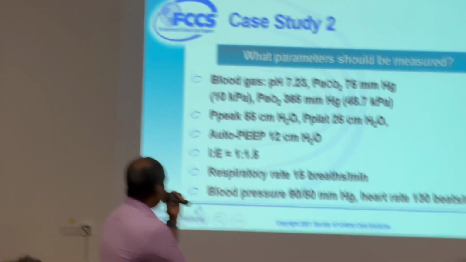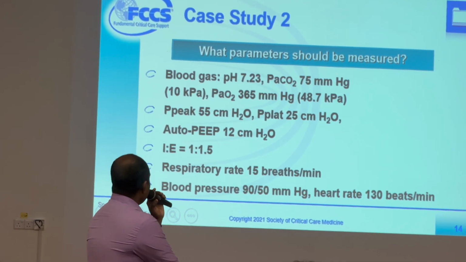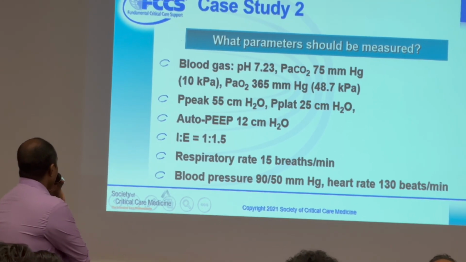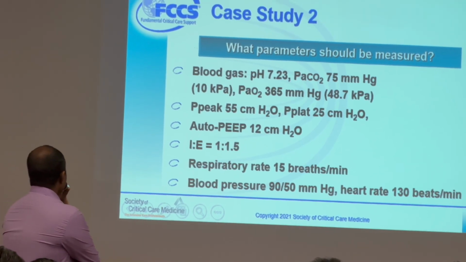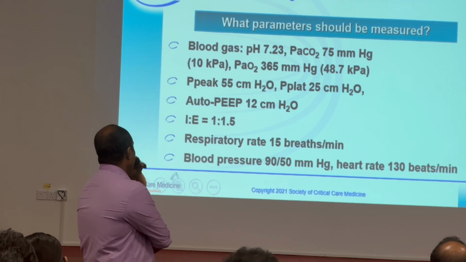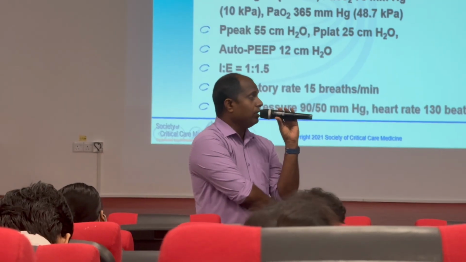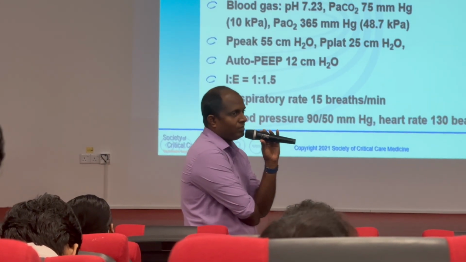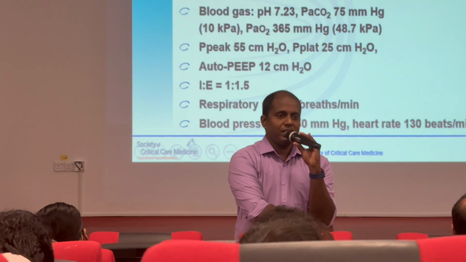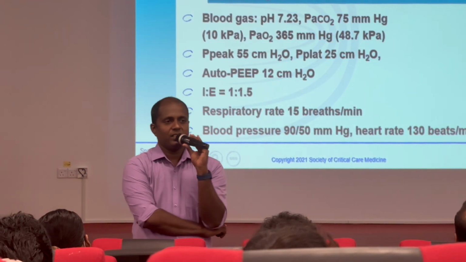Here there is acidosis and PaCO2 is 75. Oxygenation is okay here. Peak pressure 55, plateau 25, auto-PEEP 12. IE ratio 1:1.5. Respiratory rate 15 breaths per minute. Blood pressure 90/50 and the heart rate is 150. So definitely it's acute severe asthma. Blood pressure is low because of what? It's a pure and simple asthma. There is no sepsis. Don't tell me sepsis is the reason for low blood pressure.